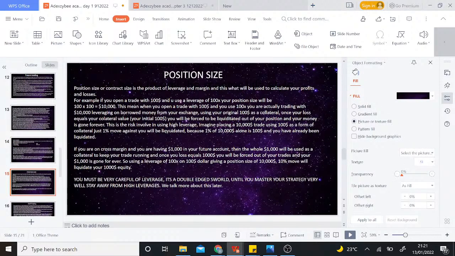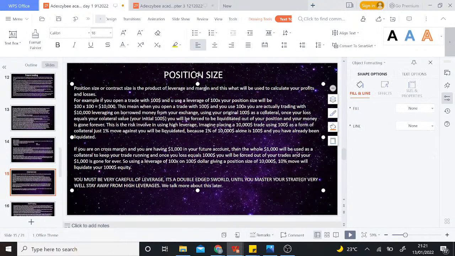Now the next thing we'll talk about is position size. This position size is simply the product of leverage and your margin. It is the product of leverage and margin, and that's the total amount of money you are using to trade.